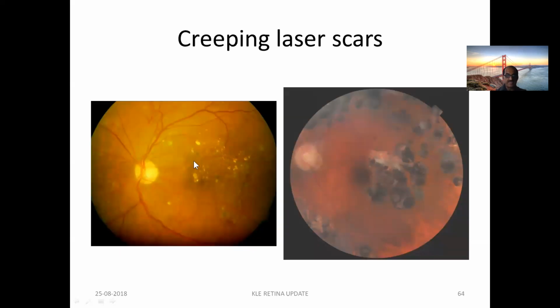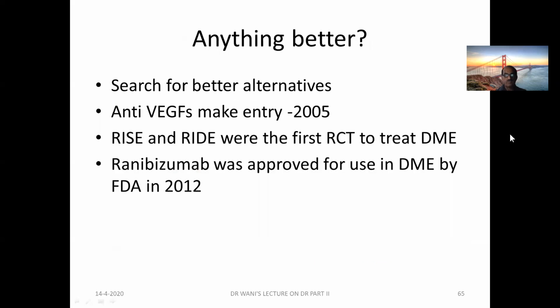So here you can see that there are so many focal laser burns. These are all from before anti-VEGFs came. That was the only treatment. Every time the patient walks in, you do some laser. So he has so many laser marks, he will have visual field defects, and see how these laser marks are enlarged over a period of time.